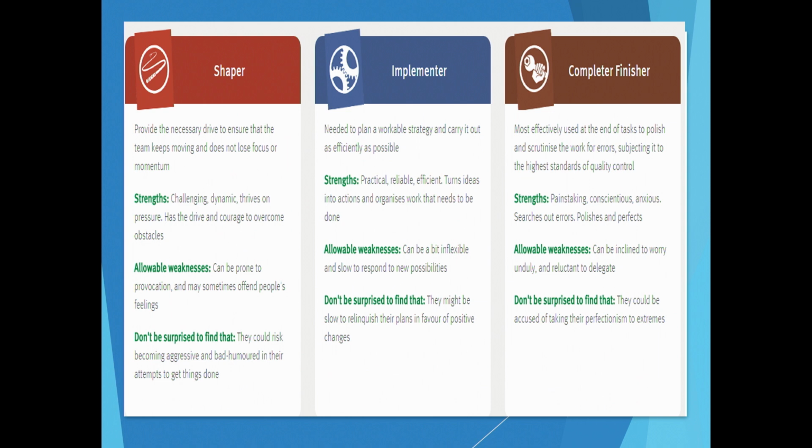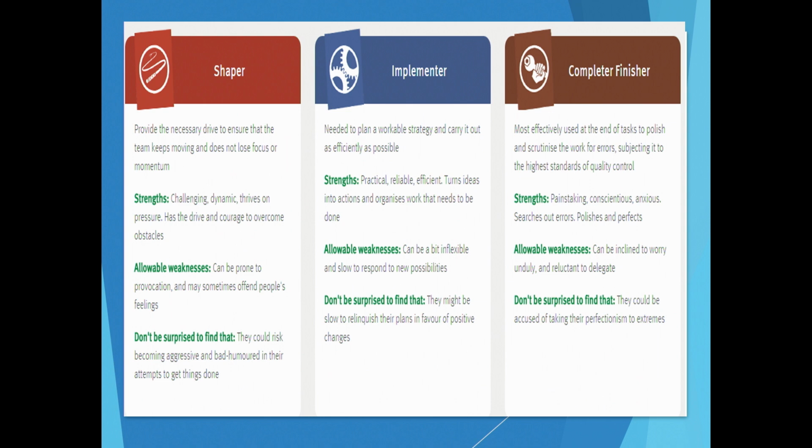Their strengths are that they're painstaking, conscientious, anxious, they search out errors, and polish and perfect. And I definitely identify my father as this, where everything has to be millimetre perfect. So hanging a curtain pole could take several hours nearly. But you know what? It's always done perfectly. Their allowable weakness is that they can be inclined to worry unduly and be reluctant to delegate because they mightn't feel that someone else could do it to the standard that they think is necessary. So don't be surprised to find that they could be accused of taking their perfectionism to extremes.